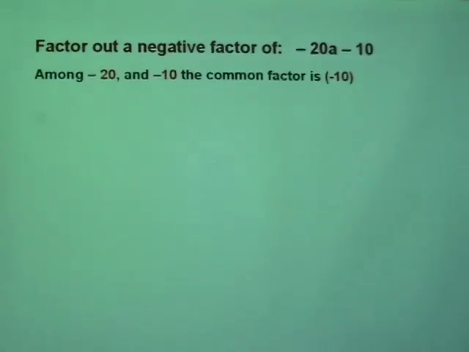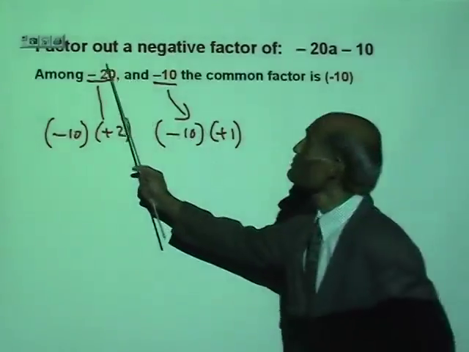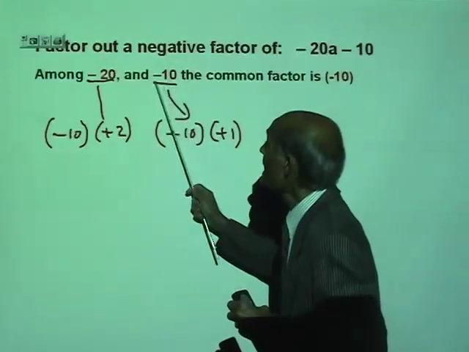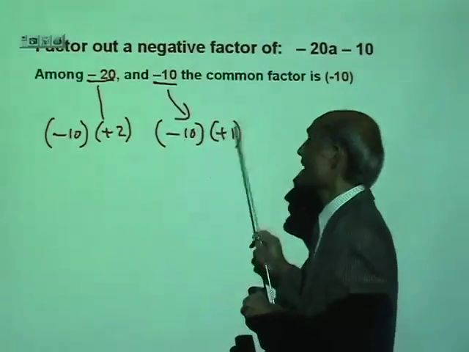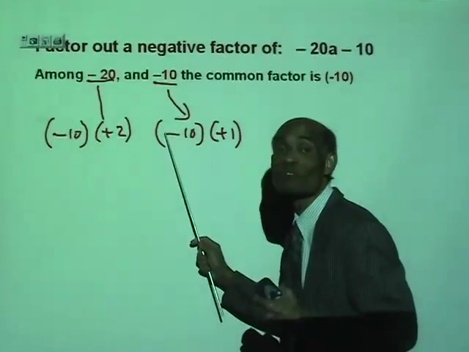How? Now, watch me do this. Negative 20 can be written as negative 10 times positive 2. And negative 10 can be written as negative 10 times positive 1. Alright? So, negative 20 is negative 10 times positive 2. And negative 10 is negative 10 times positive 1. Look at that. Negative 10 is the common factor.